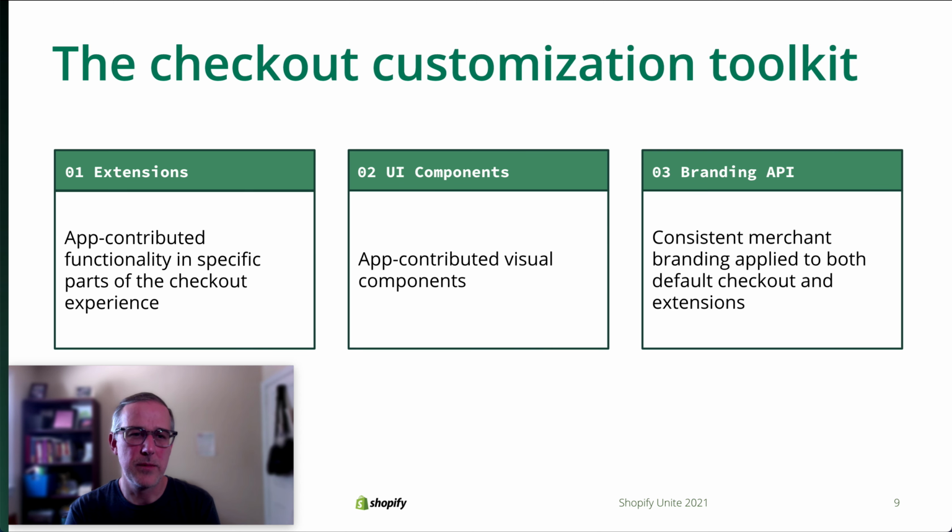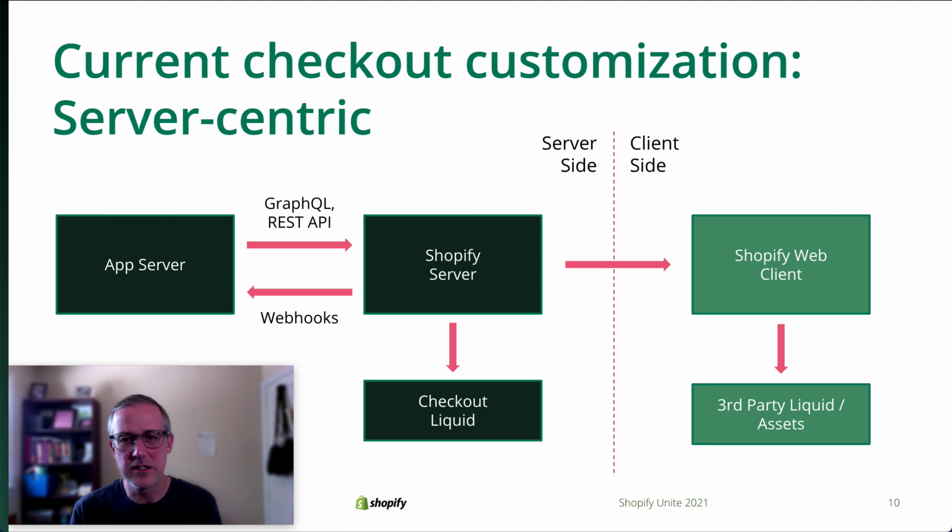Second, UI components. These provide a way to add rich visual elements to checkout. And third, a branding API, which allows merchants to customize the appearance of the checkout page along with all of its extensions. I'll go through each of these areas, but first I want to touch on some aspects of the system architecture that may not be obvious if I dive straight into the details.